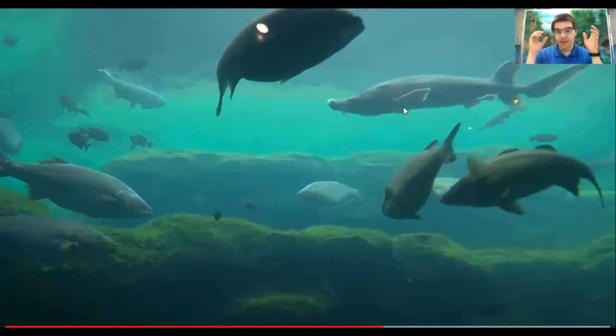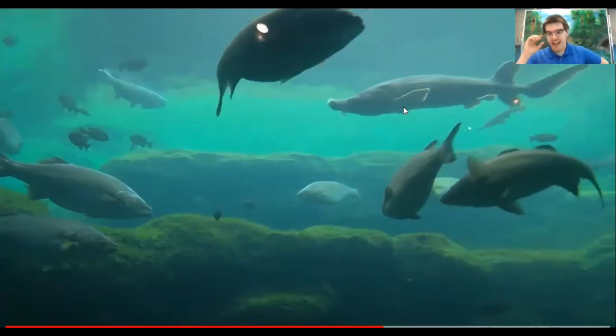And their ears also help them with balance. Your ears also help you with balance. You have a little bit of liquid in your ear, and it helps you sort of keep track of which way is up and which way is down. Their ears also help them keep balance.